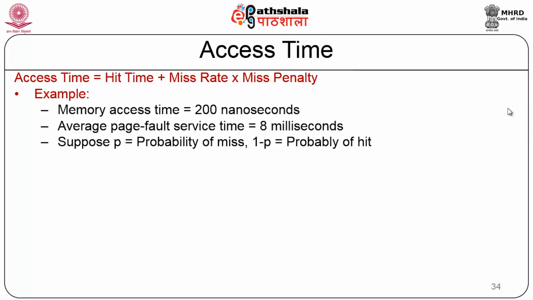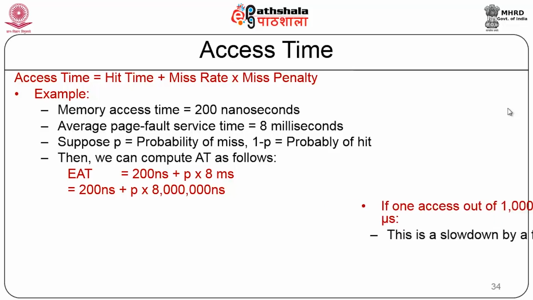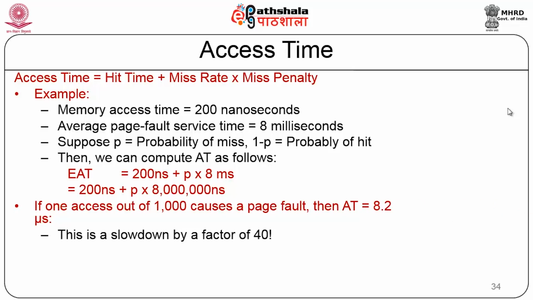And as far as the access time is concerned, this is an example to tell you how much of a penalty you have to pay. For the given example, the average memory access time is 200 nanoseconds, the page fault service time is 8 milliseconds, the probability of a miss is p and the probability of a hit is 1 minus p. You can calculate the average access time as 200 nanoseconds plus p times 8 milliseconds. So even if one access out of 1000 causes a page fault, then the access time is 8.2 microseconds, and that translates to a slowdown by a factor of about 40.